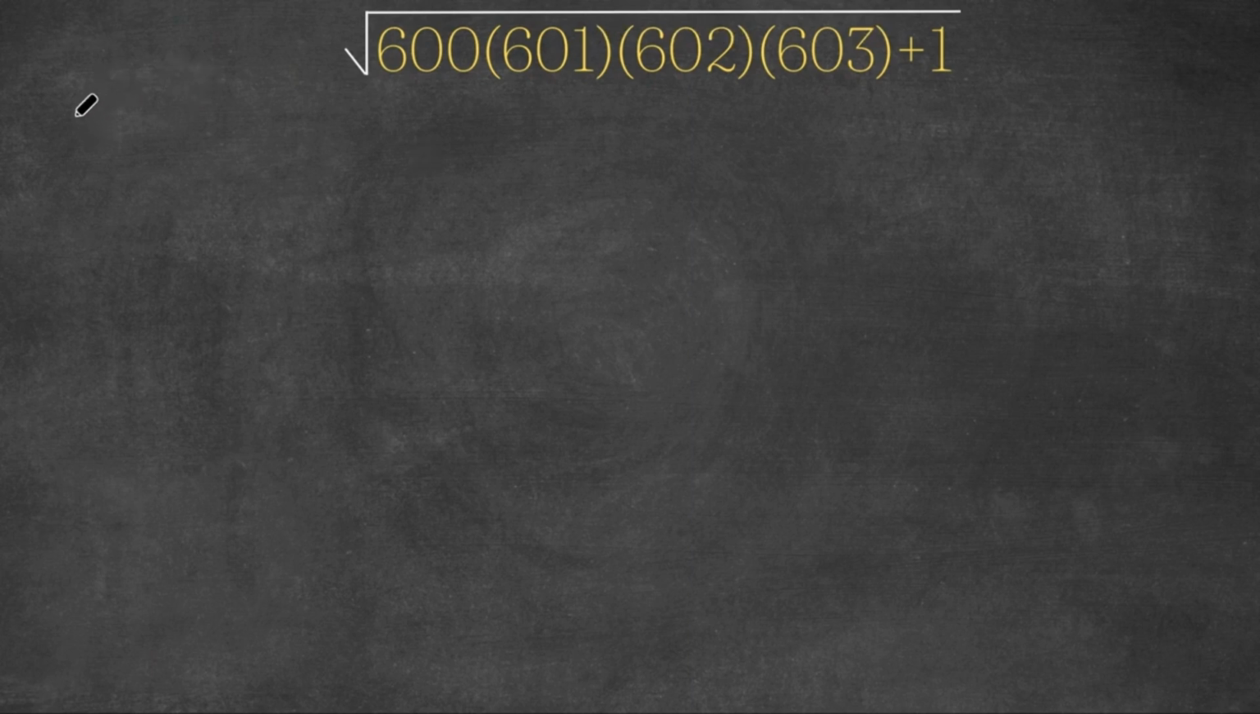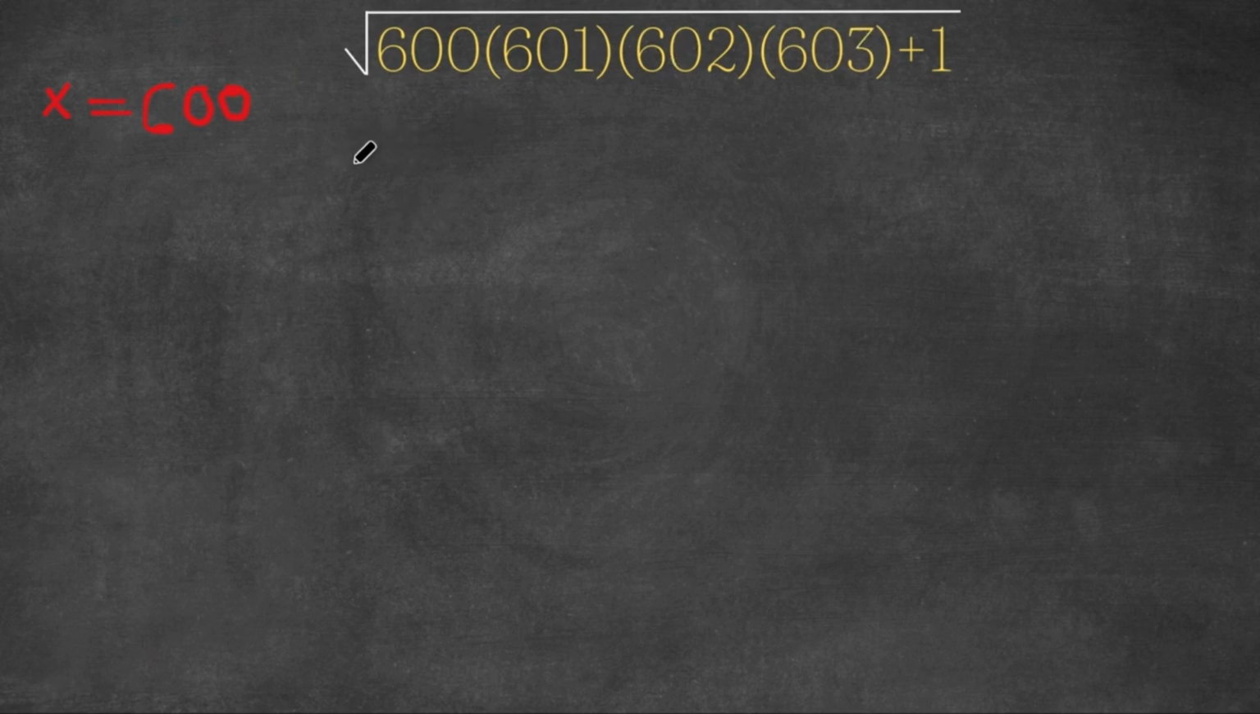So what I'm going to do is I'm going to set 600 equal to x. So 600 equals x. And this means that 601 is equal to x plus 1, 602 is equal to x plus 2, and 603 is equal to x plus 3.